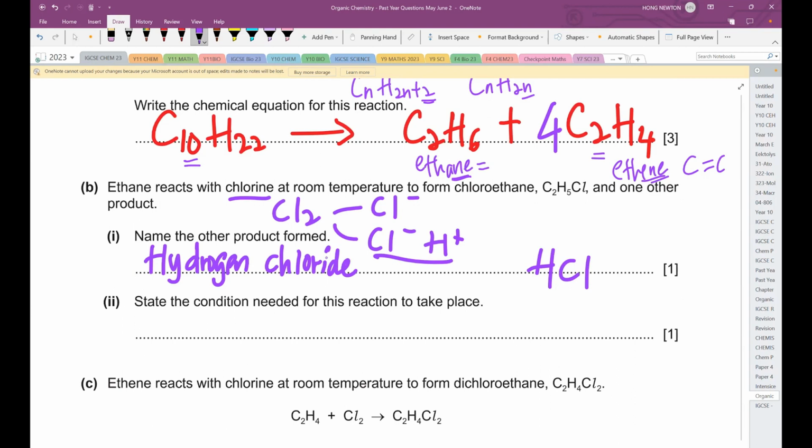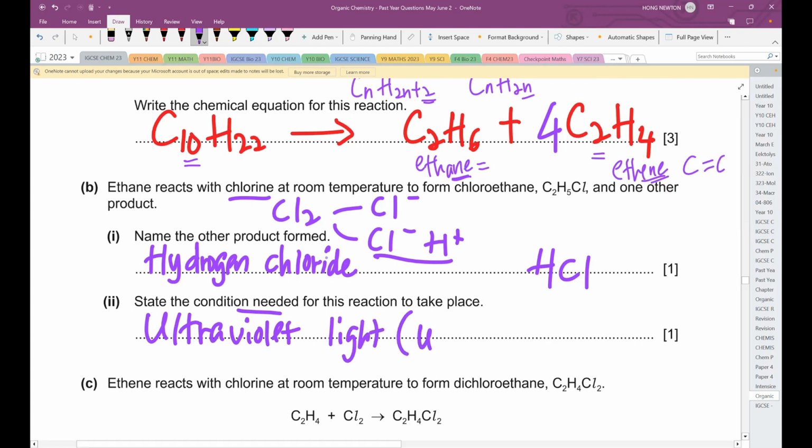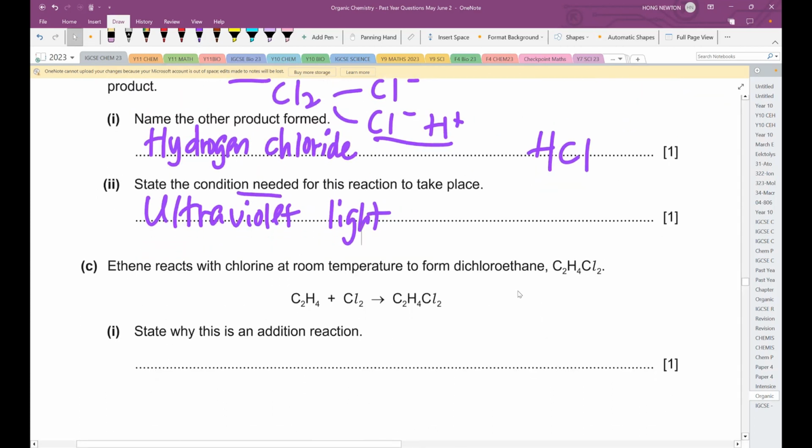Right. State the condition needed for this reaction to take place. Just now we said the ultraviolet light, the UV light. You don't need to use the short form. You straight away write ultraviolet light. Okay, next one.